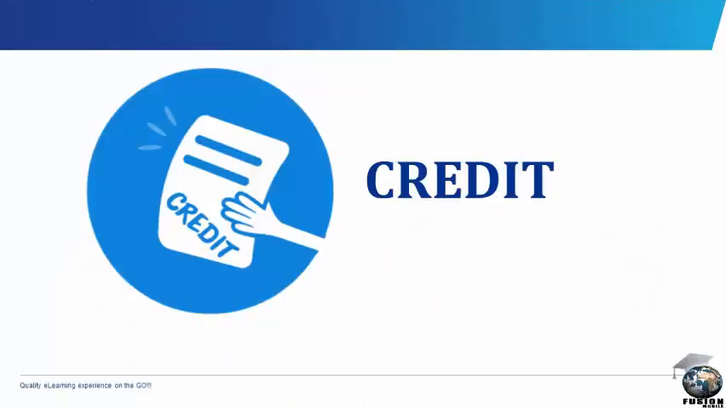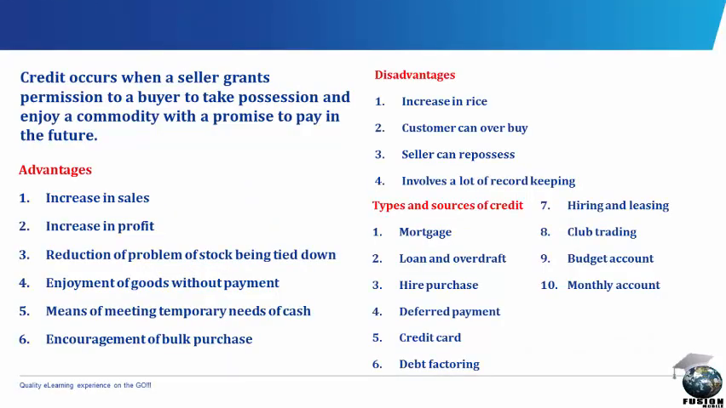Credit. Credit occurs when a seller grants permission to a buyer to take possession and enjoy a commodity with a promise to pay in the future. The creditworthiness of a buyer must be taken into consideration before granting credit so that it will not lead to bad debt. This can be obtained through the Status Enquiry Agency.